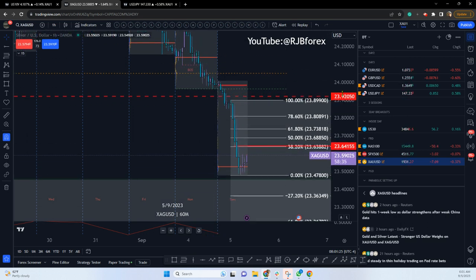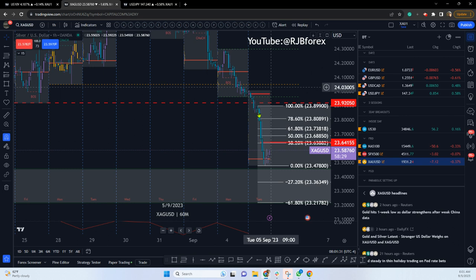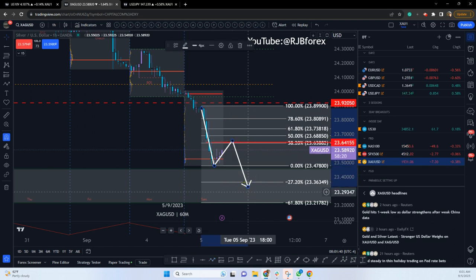Okay. Looks like we're creeping higher. And a textbook scenario would be something like this, for a test into this demand area. So up to come down.